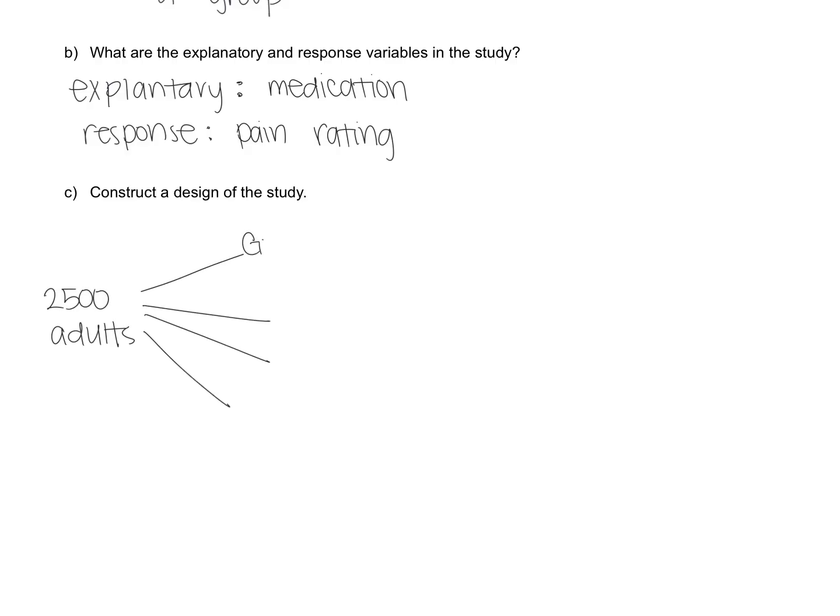So we have group 1, which is the new drug, group 2, group 3, and group 4. All of my groups were already defined, so I don't need to rewrite them out. You can if you want. Because, and this is important, we know how many people are in our sample, we then also have to indicate how many of them are going to be in each group. So 2,500 divided by 4 is 625. So there are 625 people in each of our groups.